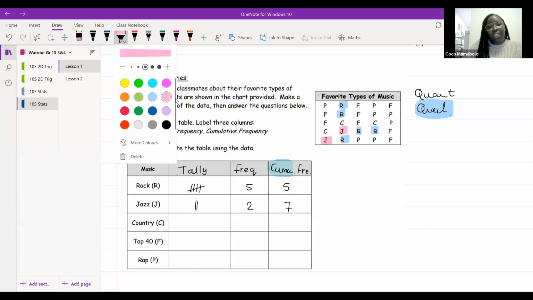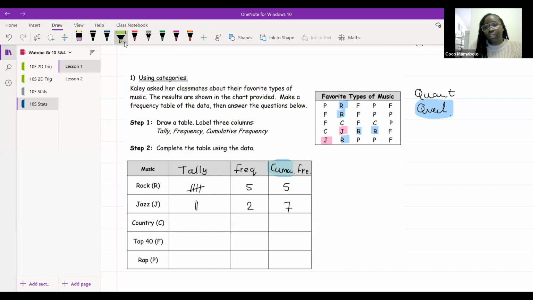Let's count how many kids like country. 1, 2, 3. Correct. So we're going to have 3 for our tally. Our frequency will be 3. And what will happen to our cumulative frequency? It will go up to 10. Beautiful. Are we seeing how cumulative frequency works? Yes. Excellent. All right, Mara, what's up?